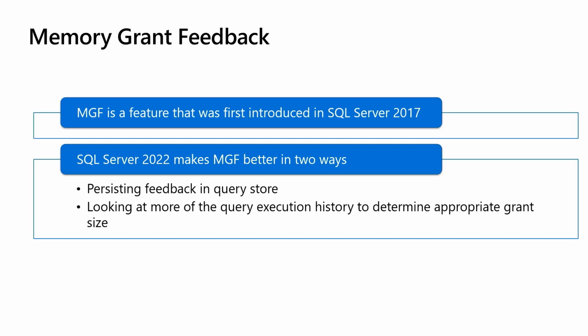The first is persist feedback in the query store. You will see in my demonstration that I will do in a minute that we don't use query store hints, but we do persist it in the query store. And it's the same loop of execute the query, check the query store, do we have feedback? If it works, use it. If it doesn't work, then don't use that feedback and continue to execute. And percentile grant feedback looks at more of the query execution history to determine appropriate grant size. Those are two major changes. Persisting the feedback is fairly straightforward. We put it in the query store, we look it up when we need it.